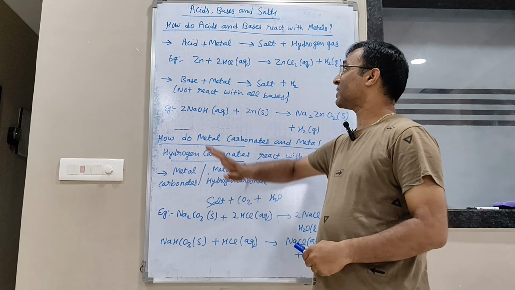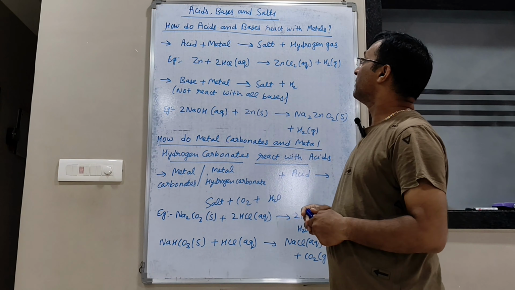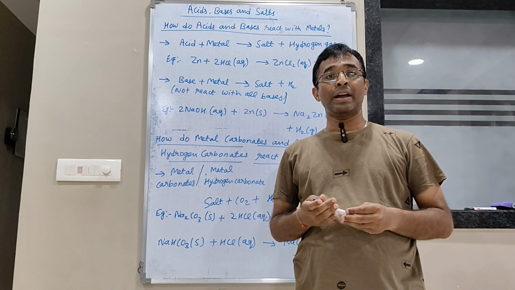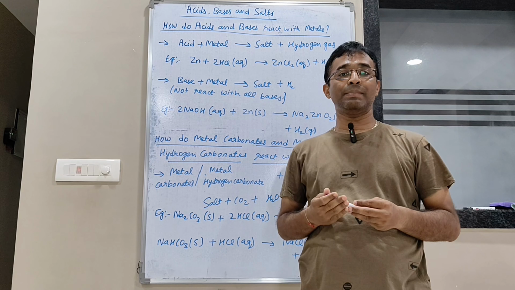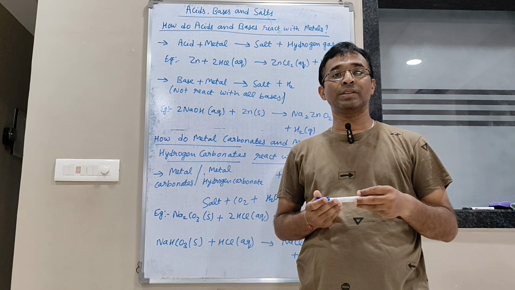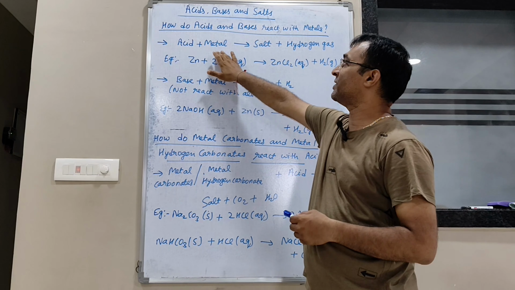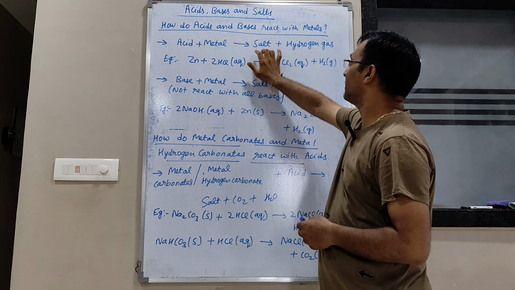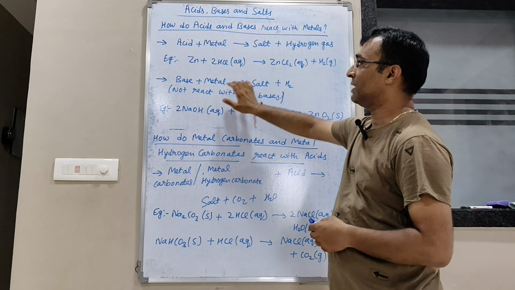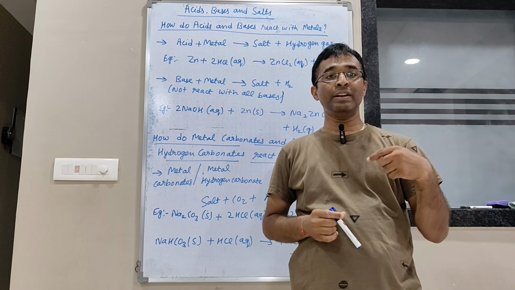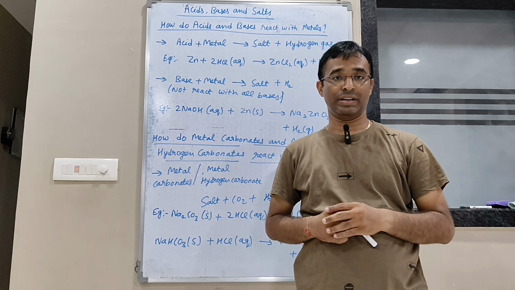Moving on to the next topic, how do acids and bases react with metals? The reaction of acids and bases with metals gives salt plus hydrogen gas, as this is a generic equation. Acid plus metal reacts to give salt plus hydrogen gas. Base with metal reacts to give salt and hydrogen gas. So we will obtain salt and hydrogen gas.